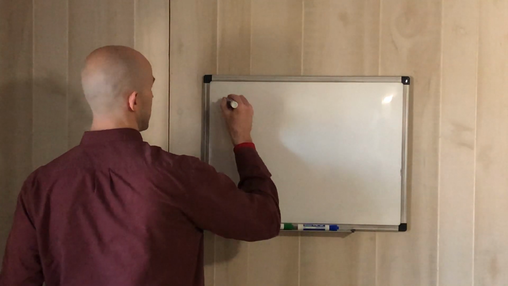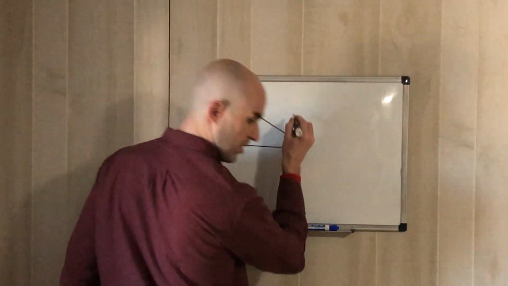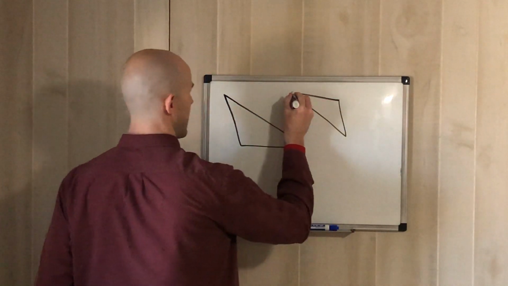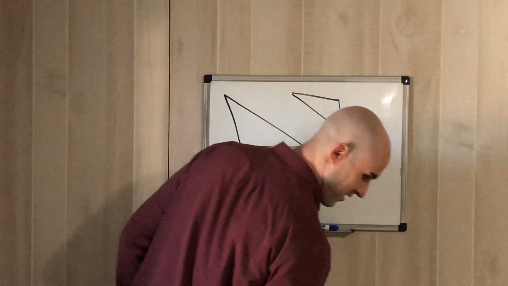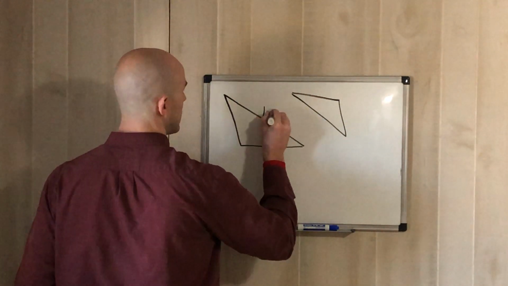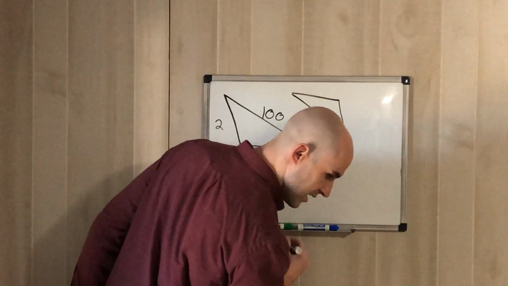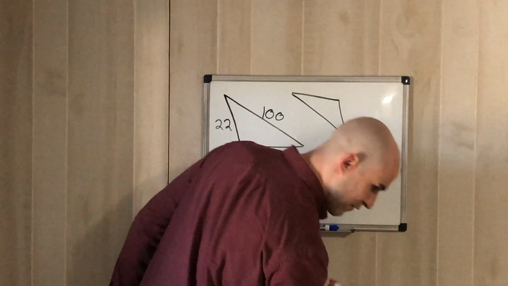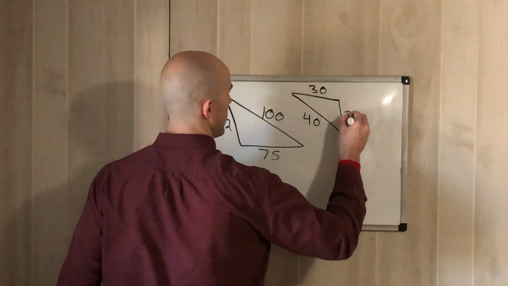So I have 2 exact triangles, right? We have this one like this. And again, I do want you guys to get away from always seeing them in the same way. So this one, again, was rotated, all of that. One's bigger than the other. So we have 100, we have 75, we have 22, right? And then the other one, we have 40, we have 30, and we have 26.